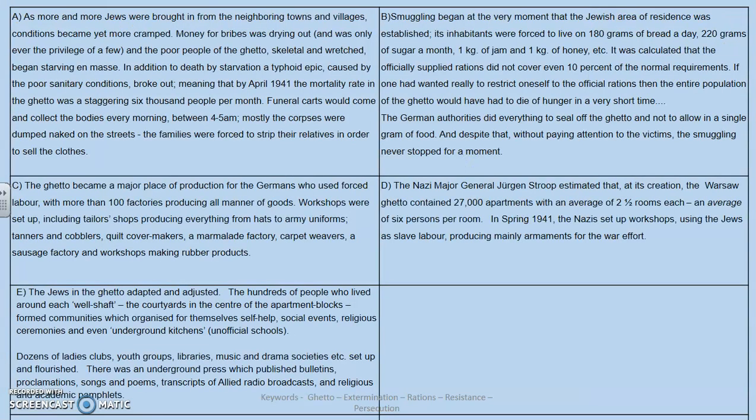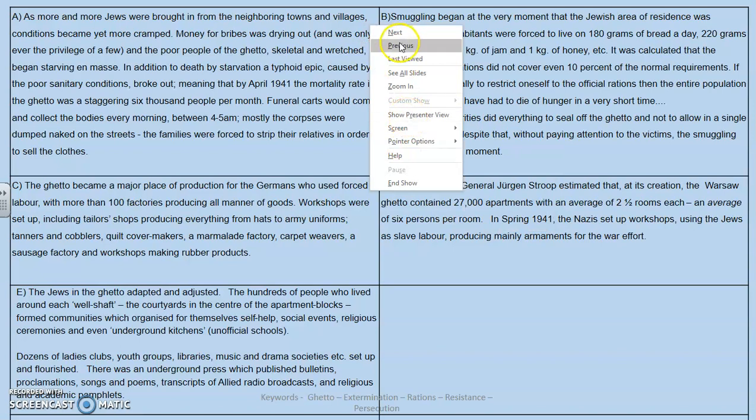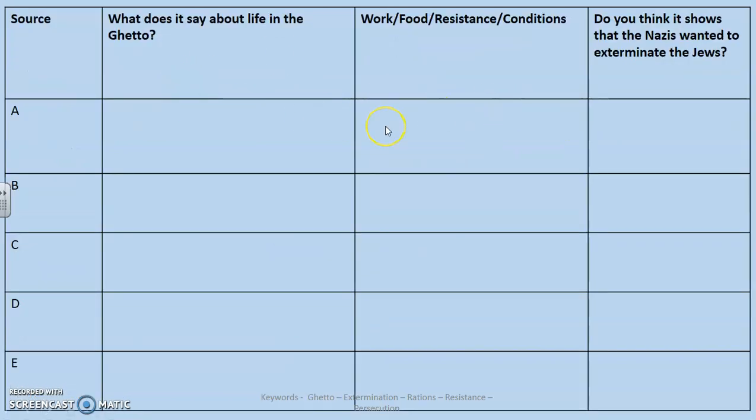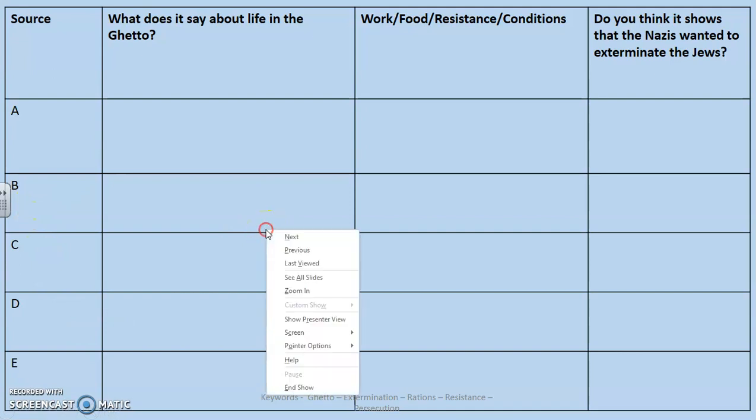Okay, now you've drawn the table, we're going to have a look at a series of sources, and you're going to use the information from the sources to fill in the table. The first source we're going to look at is source A. We're going to do source A together, and then I'd like you to try and do sources B, C, D and E by yourselves. So here's source A.